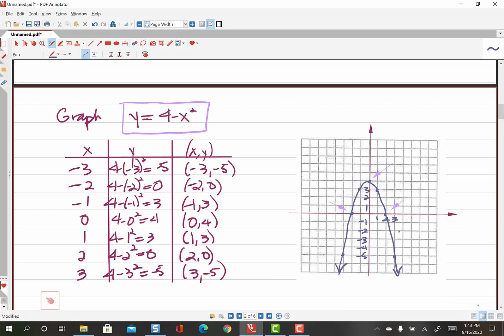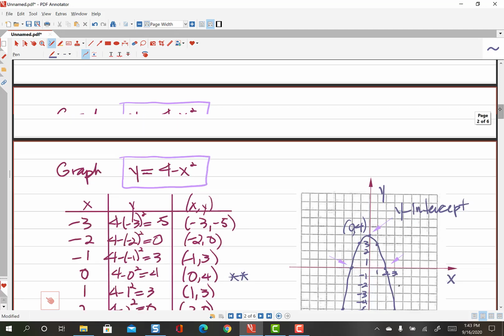So these points that I have here, this is at (0, 4). And this is what is known as our y-intercept. This is where our graph crosses the y-axis. All right, it is this point right here. Now, when you are crossing the y-axis, no matter what you're graphing, whether it's a line, a parabola, or whatever, your x-coordinate is always going to be 0.